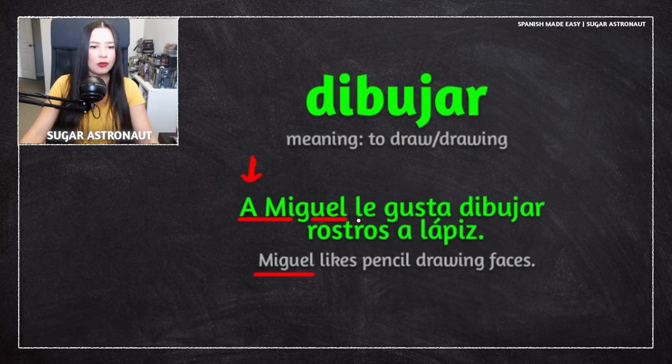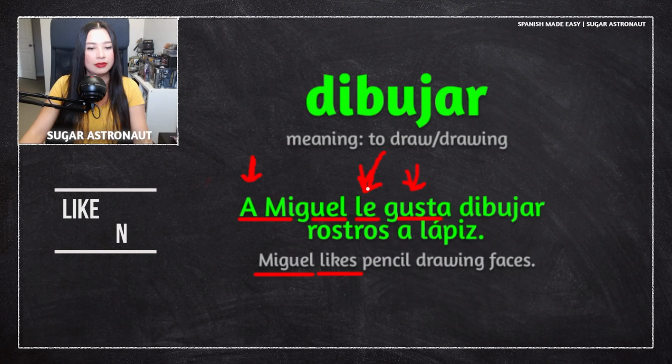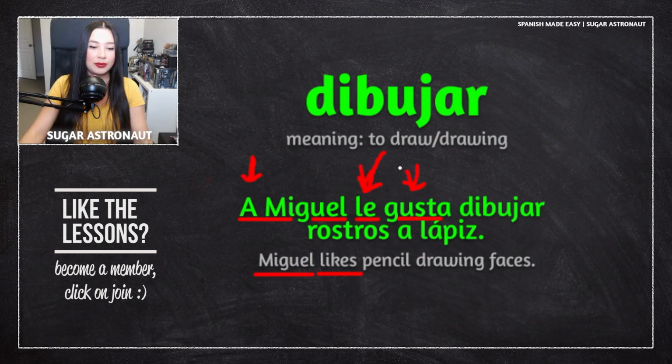A Miguel le gusta, this is a pronoun, and this is the verb gustar, to like. A Miguel le gusta, Miguel likes, okay? We need le right here. I've been talking about these pronouns so many times, but I have lessons about them, so please feel free to browse my channel.